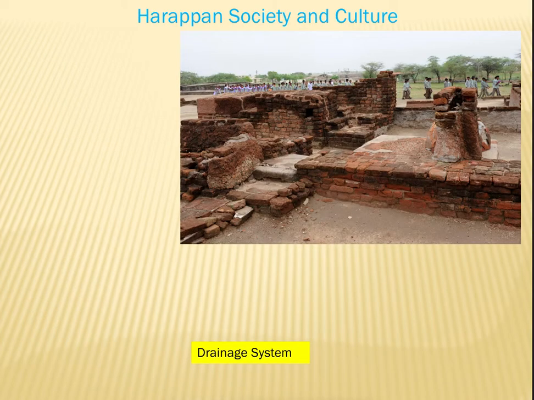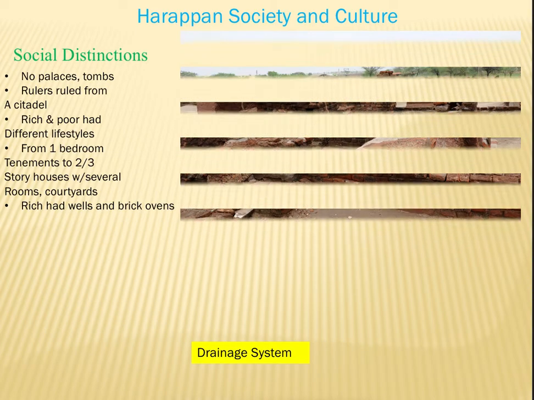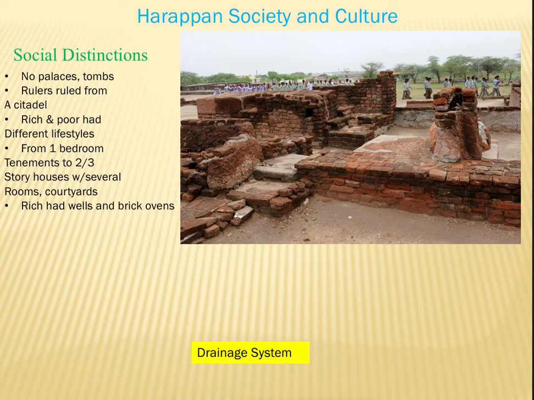All right, the next thing we're going to look at is Harappan society and culture itself. Because we don't know so much about this civilization, because there's actually not a lot of writing that has been translated, what we do know is all based off of artifacts and excavations. So we do know that there were no palaces or tombs. So if there was a ruler, the ruler was probably living a similar or maybe just a little bit more extravagant lifestyle than the poor. Rulers probably also ruled from the citadel, from that main area of protection.